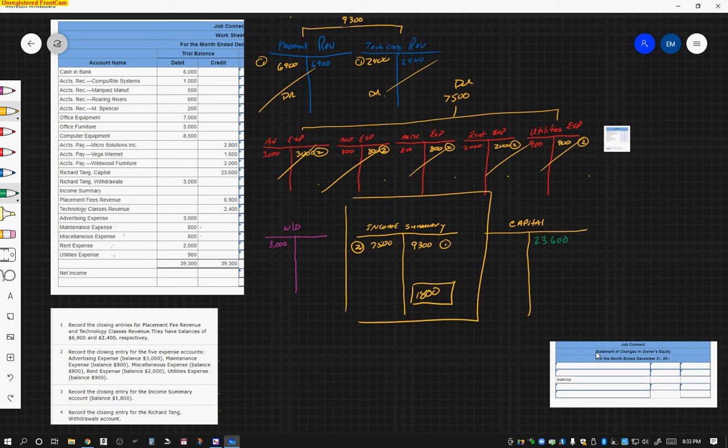Well, we need to close that into the capital account. So we're going to say if that's a $1,800 credit, we need a $1,800 debit. And if that's our debit, here's our credit, 1,800. Almost got myself mixed up there. And that's our transaction. That closes the income summary.